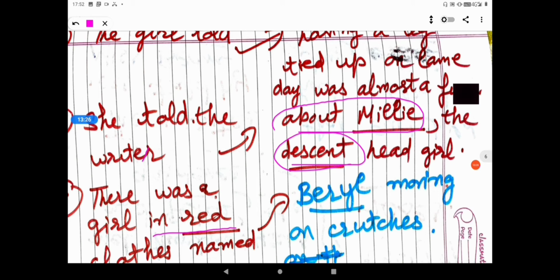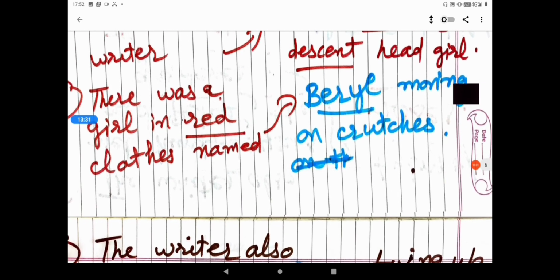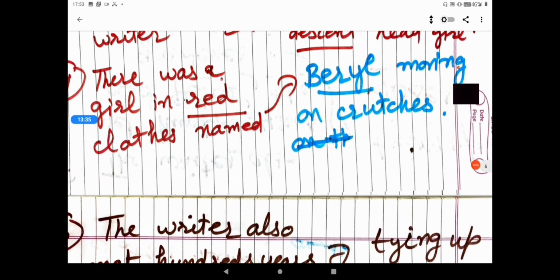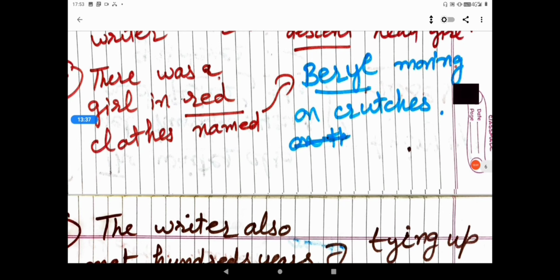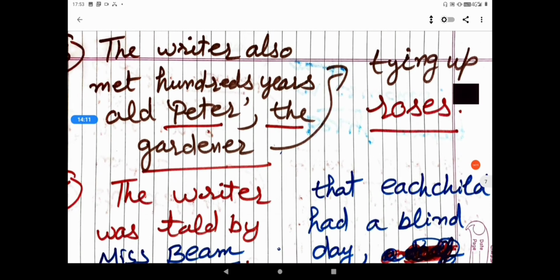After some time, the next student whom they met was a girl named Beryl. And when the author asked the blind girl, she judged her by her clothes, a girl in red clothes, and her name was Beryl. She was moving on crutches, and she was also acting as a lame girl. As she also met 100 years old Peter.